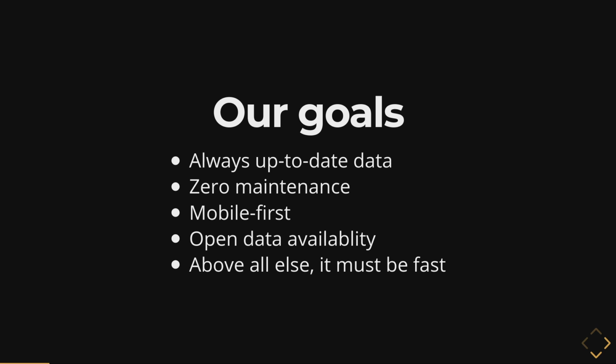Mobile-first design. If you're on a phone, you should have just as easy of an experience as if you are on a computer. Open data availability. All of our data that is used to power QuaCS is open source in a Git repo. Anyone is able to access it and do whatever they want with it. And above all else, the site needs to be fast. There's a lot of computation which goes into figuring out what these courses are and what the schedules can be. But at the end of the day, the user doesn't care about that. They just care about having as fast of a website as possible.